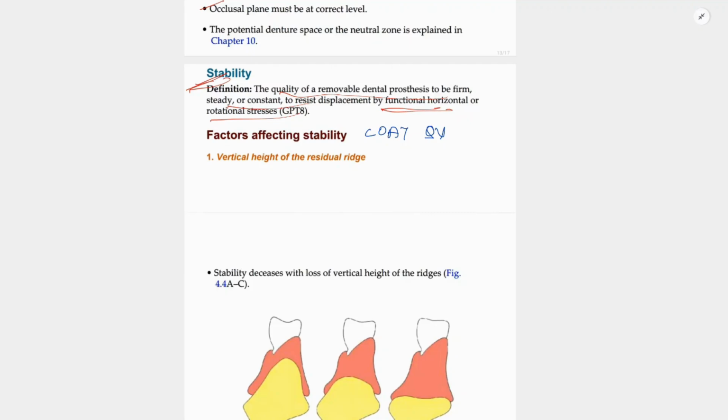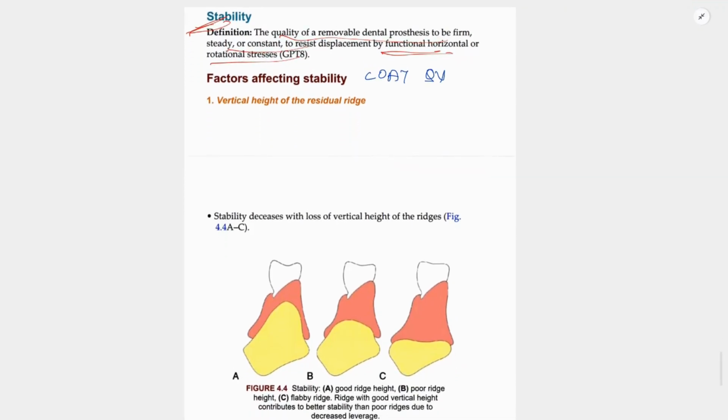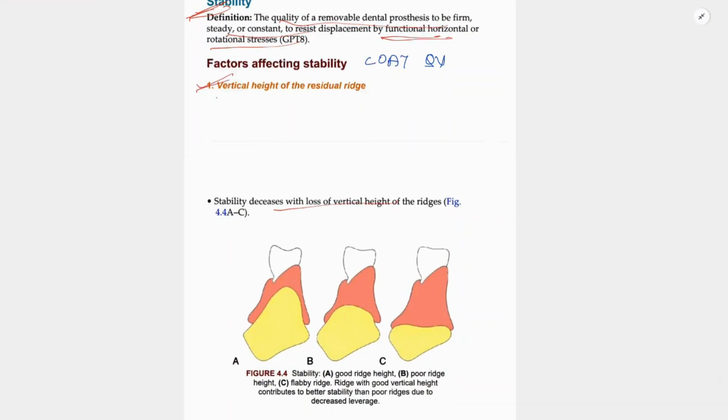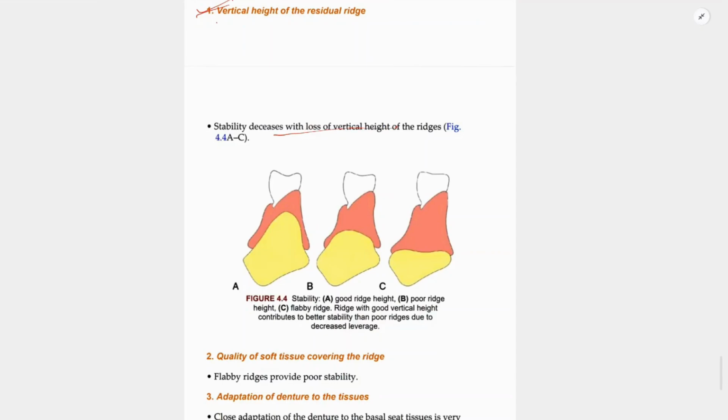First is the vertical height of the residual ridge. Stability decreases with the loss of the vertical height of the ridge. You can draw this diagram. See, A, good ridge with proper height, so stability is good. B, poor ridge height. And C, we can see there is a flabby ridge. So if the ridge is good, the denture will seat properly. So vertical height is important.